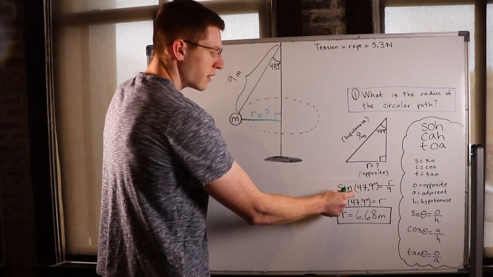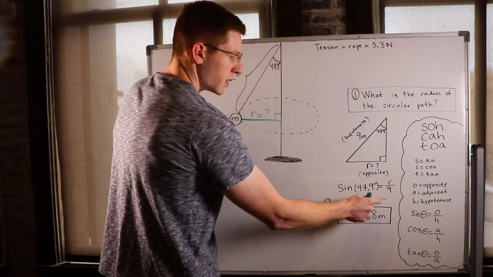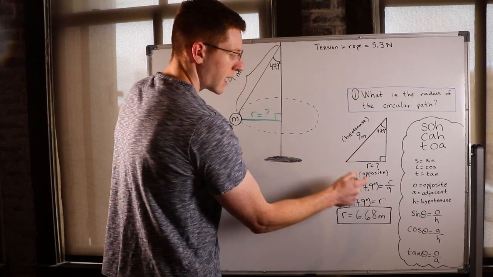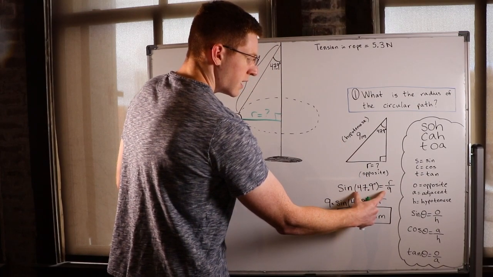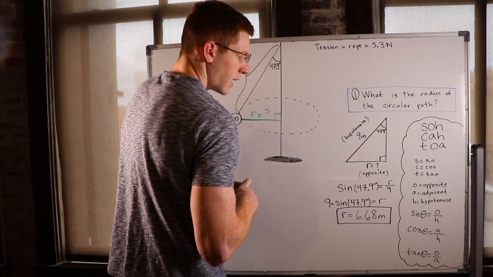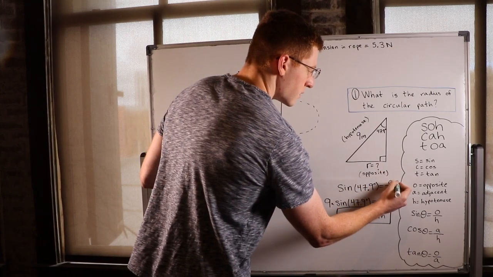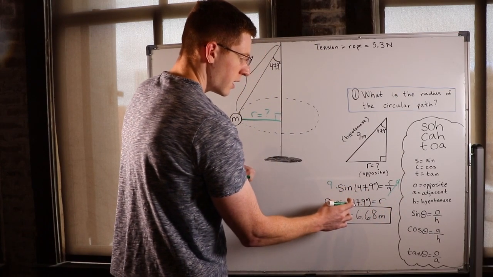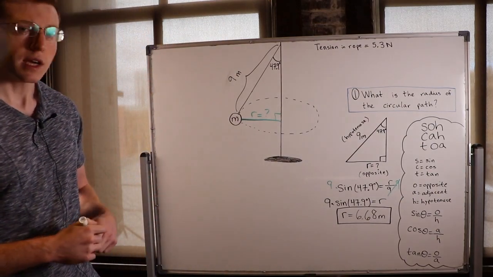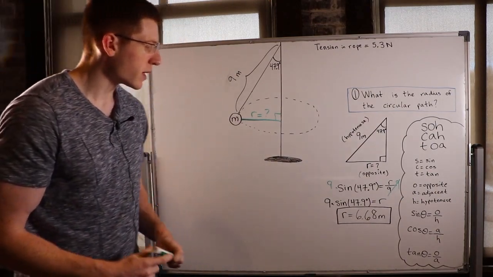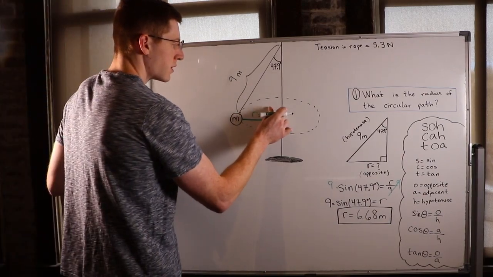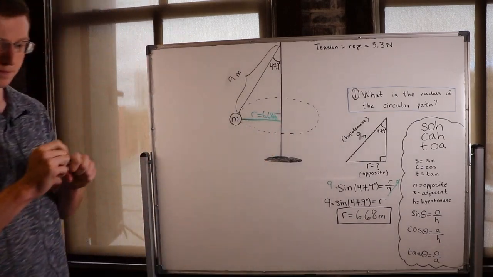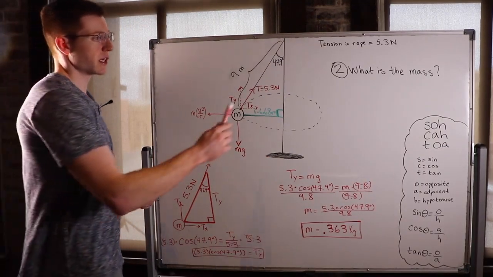So we're gonna do sine of 47.9 degrees. We know equals the opposite side, which is what we want, R, over the hypotenuse, 9. So this is the key here to finding the radius. Then we simply multiply both sides by 9, and that'll cancel this 9 out here, and we end up with 9 times sine of 47.9 degrees is equal to our radius. Type that into your calculator, and you get 6.68 meters. So that means the radius here is 6.68 meters.